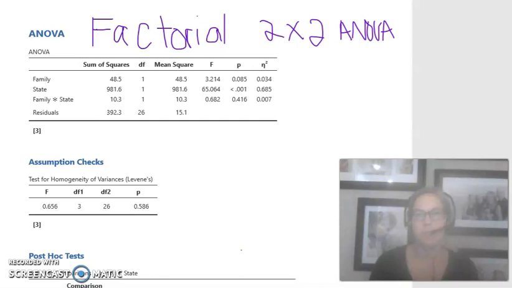This is a between subjects design because you either are a family member or a friend for the family factor. You either live in the state of Arizona or you don't for the state factor. And then with the factorial ANOVA, we have the awesome possibility of having an interaction. Are there differences based on if you're a family member and live in the state, or if you're a friend and you live out of state, or you're a friend and you live in the state?